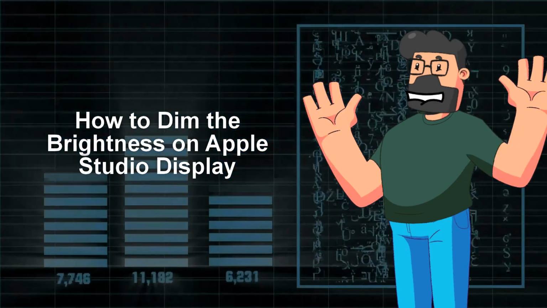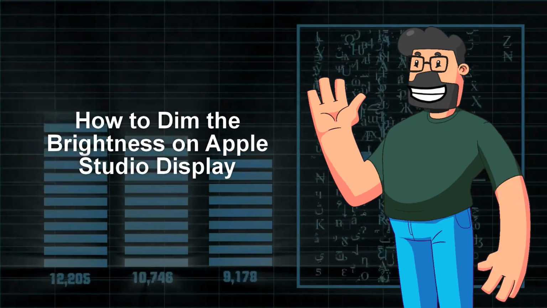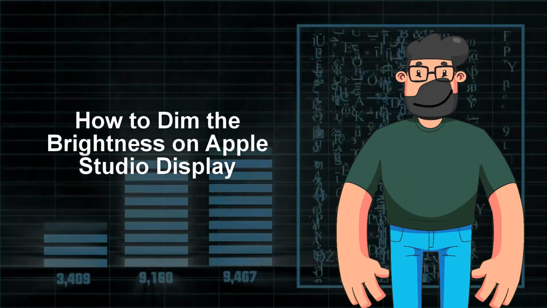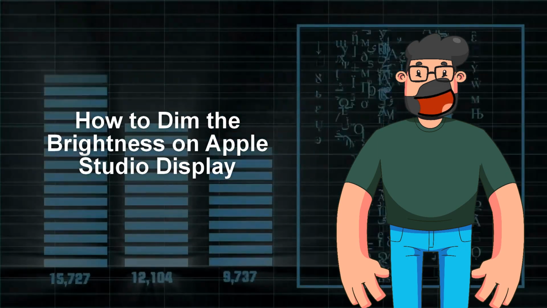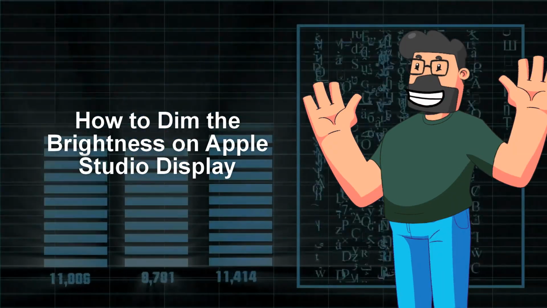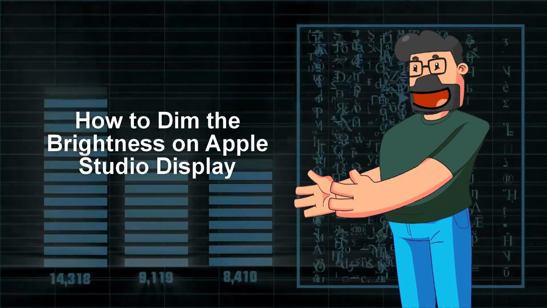Have you ever found yourself squinting at your Apple Studio display because it's just too darn bright? It's a real problem, isn't it? The brightness control doesn't seem to do much to reduce the intensity, and after prolonged use, your eyes start feeling the strain. But fear not, because there is a solution to this eye-squinting dilemma.